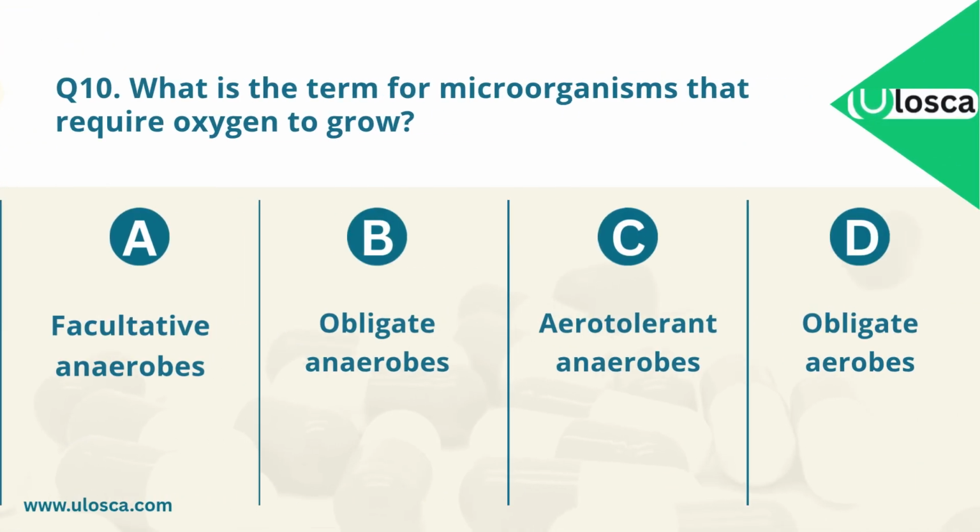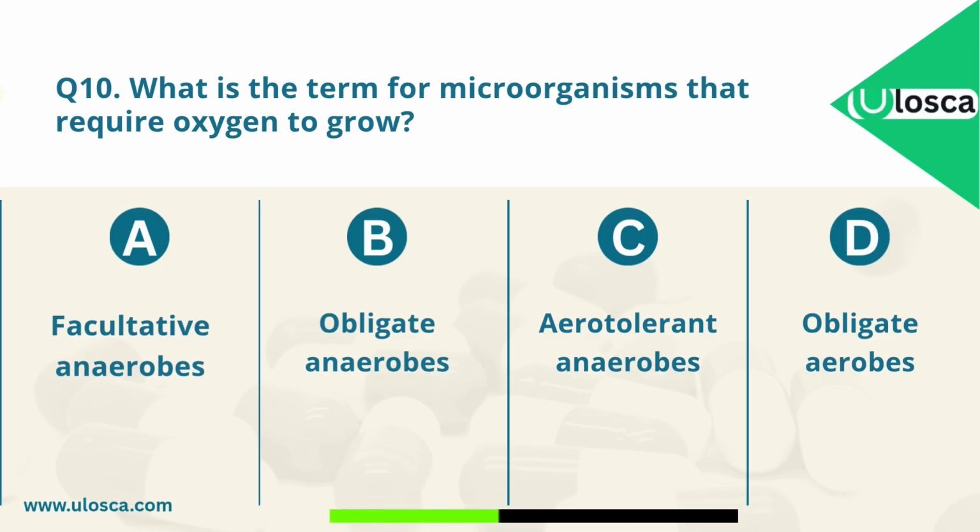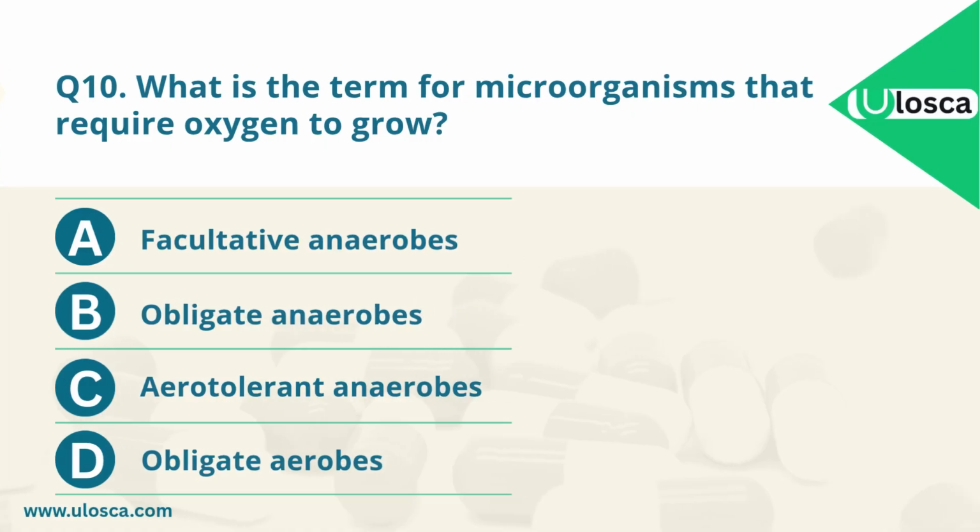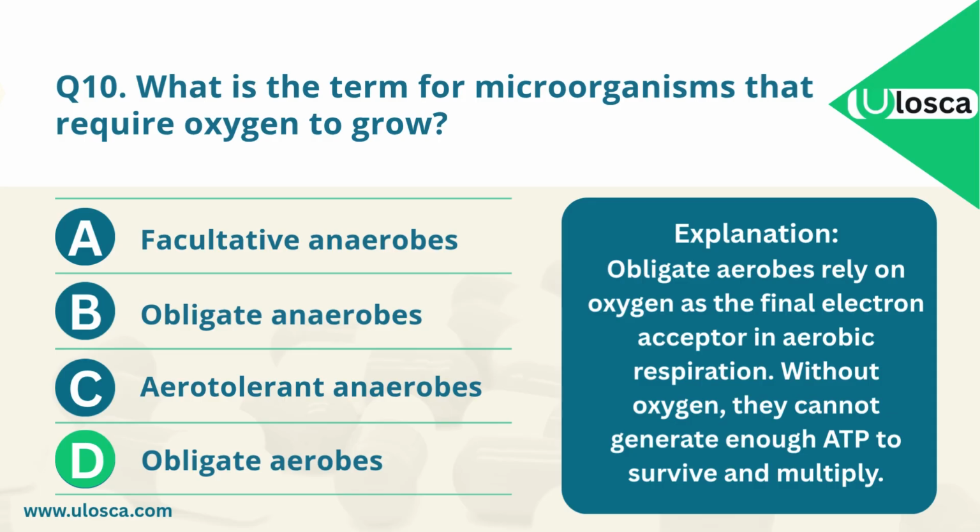Question 10. What is the term for microorganisms that require oxygen to grow? A. Facultative anaerobes. B. Obligate anaerobes. C. Aerotolerant anaerobes. D. Obligate aerobes. Which one is the correct answer? The correct answer is D. Obligate aerobes. Explanation: Obligate aerobes rely on oxygen as the final electron acceptor in aerobic respiration. Without oxygen, they cannot generate enough ADP to survive and multiply.